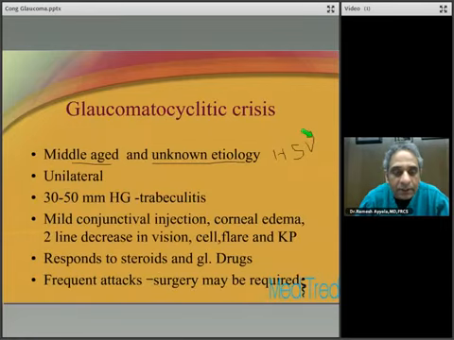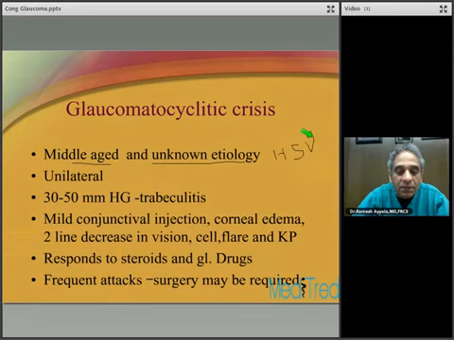Typically, the patient presents with intraocular pressures between 30 and 50 millimeters of mercury, secondary to trabeculitis. The clinical presentation would include mild conjunctival injection, which could be mistaken for a pink eye, and mild corneal edema, which would decrease the vision by 2 lines. Examination of the anterior chamber would reveal 1+ cells, 1+ flare, and a few KPs, usually in the inferior half of the cornea in the middle.